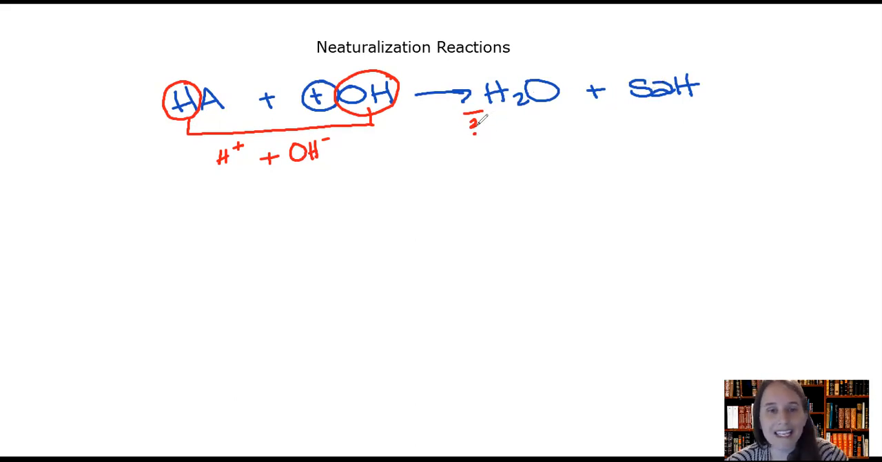The big thing is, what is the salt going to be, and how do we write its formula correctly? So the salt is always going to be composed of the cation, the positive one from the base. So this is our cation, and by convention, especially with inorganic compounds, we write the cation first. So I'm going to bring that cation over, just whatever its symbol is. This is going to be the cation from the base.